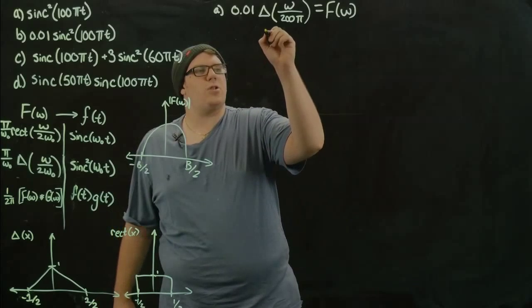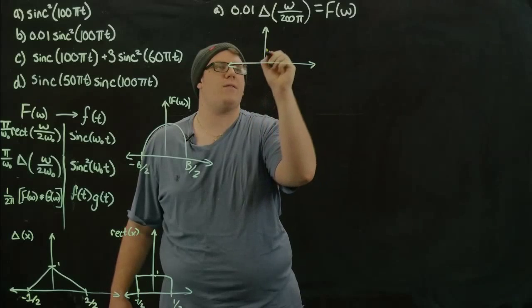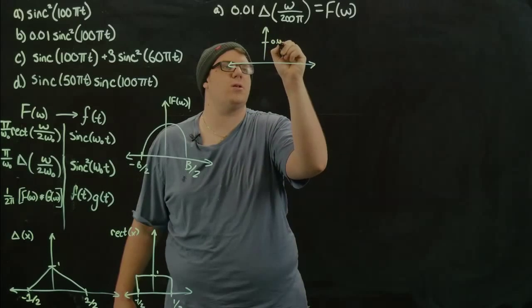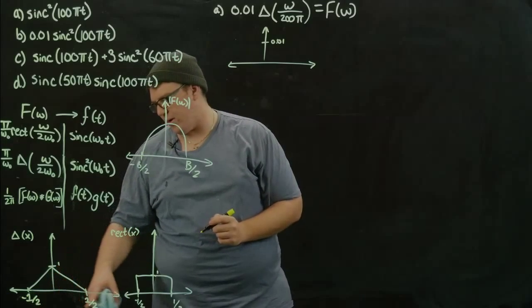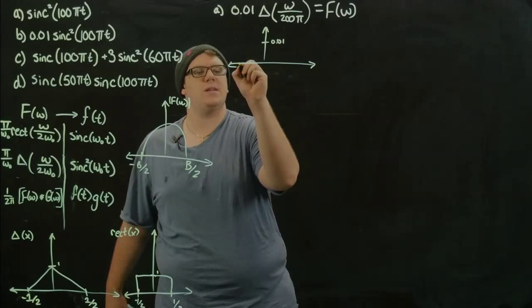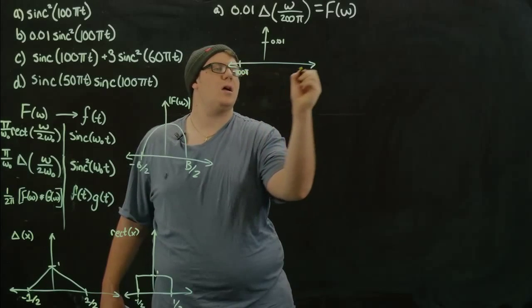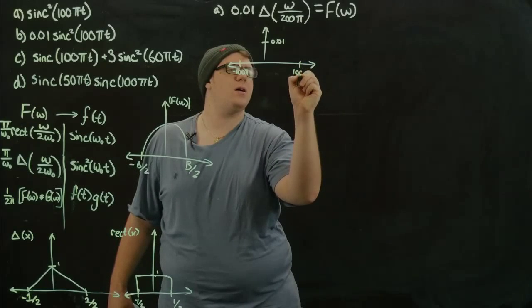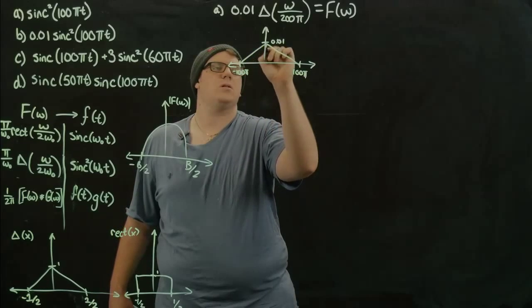If you were to draw this, this is what it would look like. It would have a height of 0.01 at 0. And because it goes from negative 1/2 to 1/2, when you divide by 200 pi, it comes out to negative 100 pi and positive 100 pi. And you connect these points linearly.